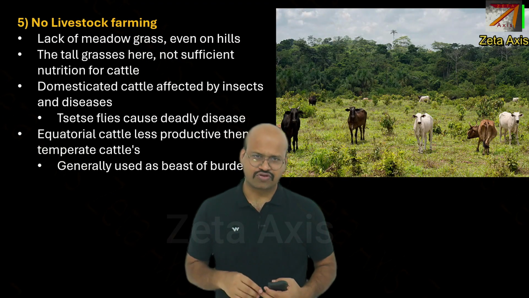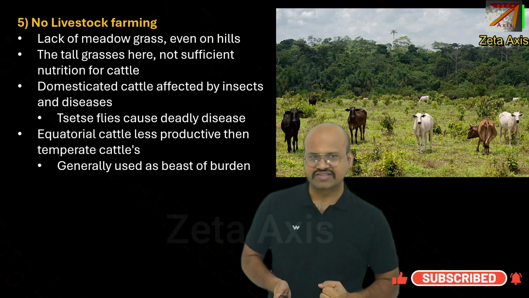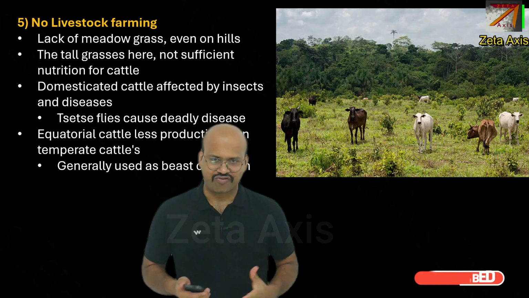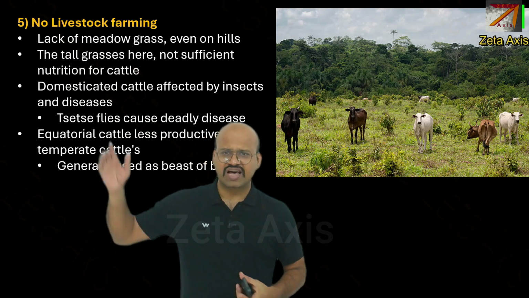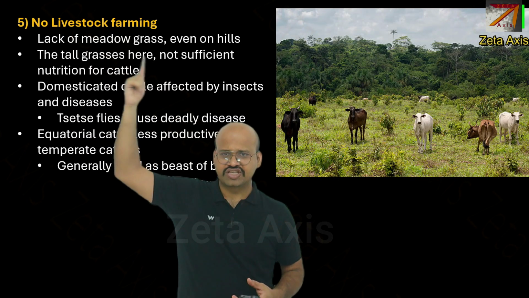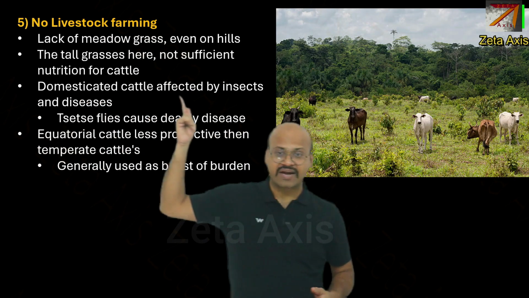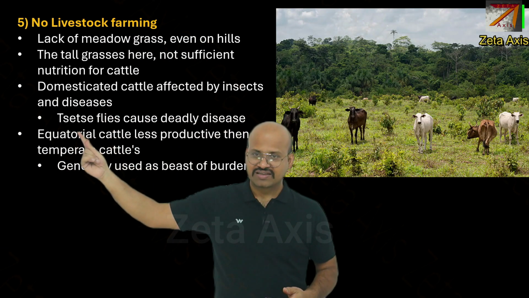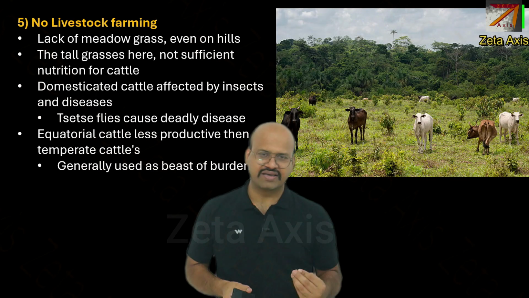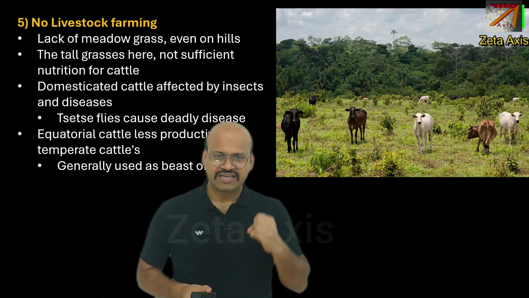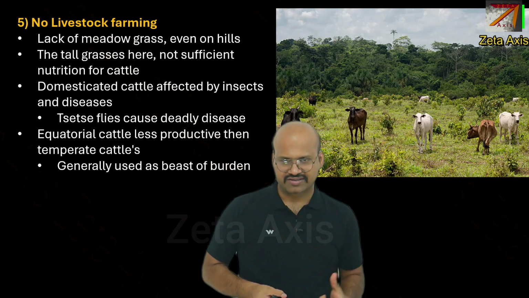Then, no livestock farming. We see that livestock is also difficult to maintain in the equatorial regions because there is a high density of forest. There are no grasslands, or even if there are tall grasses, they do not provide sufficient nutrition for cattle. Domesticated cattle are affected by insects and diseases. Tsetse flies cause deadly disease in the equatorial region. So because of the high amount of pests, insects and bacteria found in the equatorial region, even the animals or the cattle are not safe.